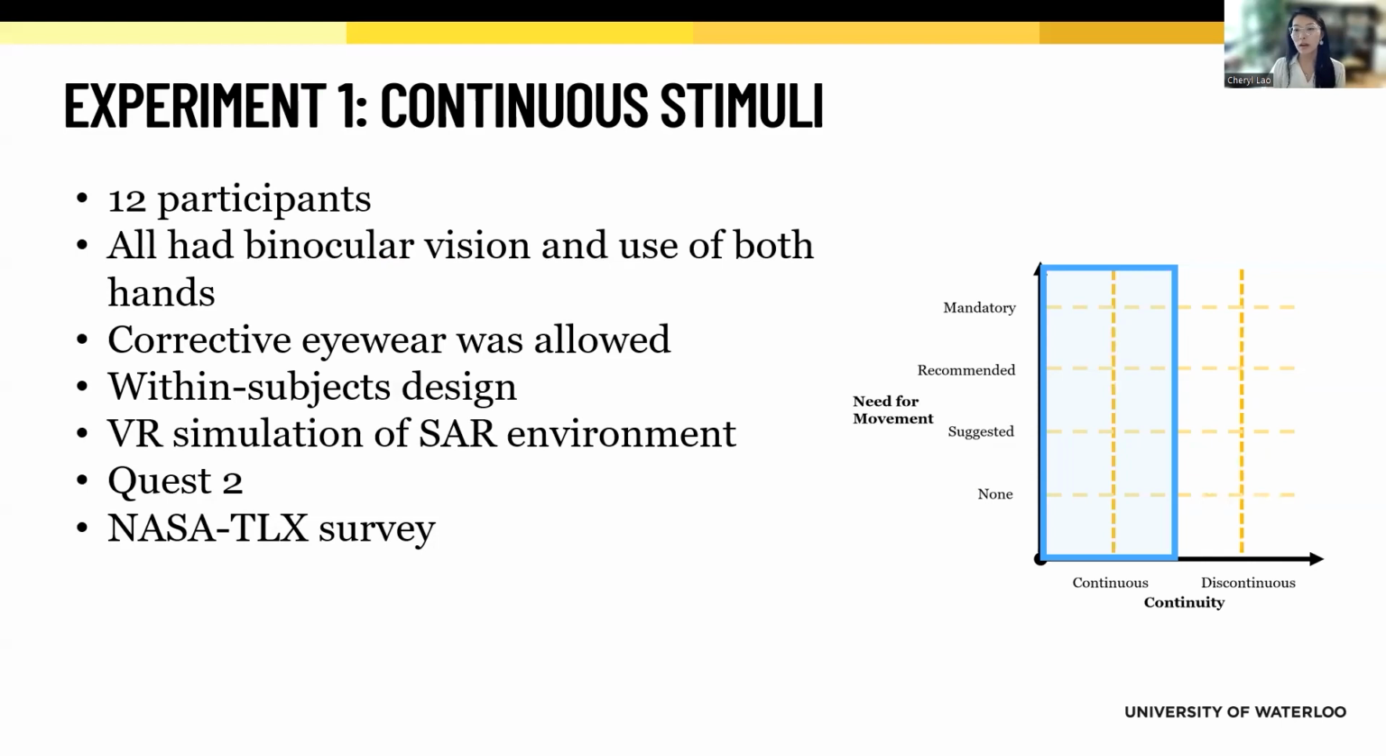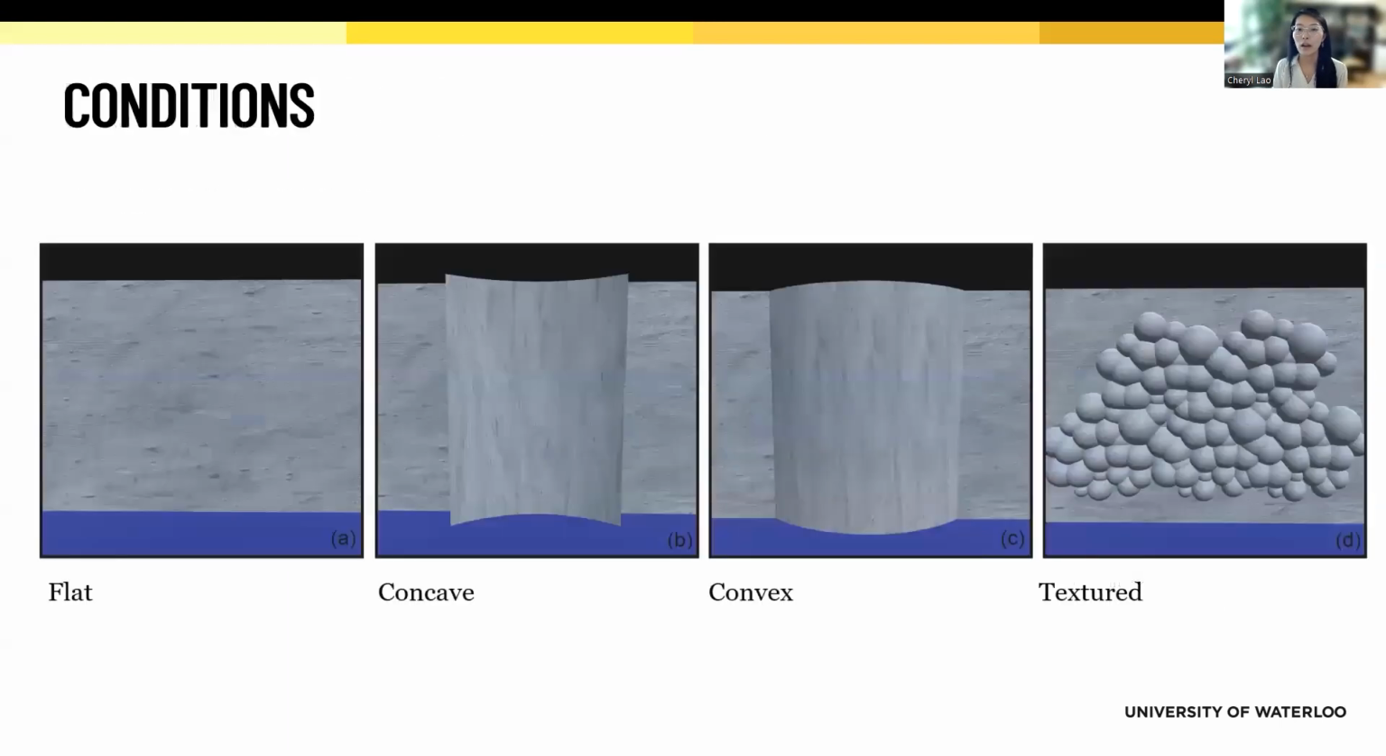So for this experiment on continuous stimuli, we had 12 participants with binocular vision come in for a 1-hour within-subject study using a Quest 2 VR headset. This first experiment was on continuous stimuli, so we picked 4 projection surfaces that would produce continuous stimuli at most angles. We have the flat wall as a control. Then we have the concave wall, the convex wall, and then the textured wall.